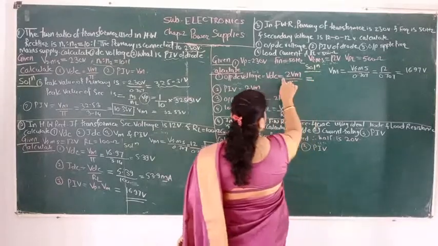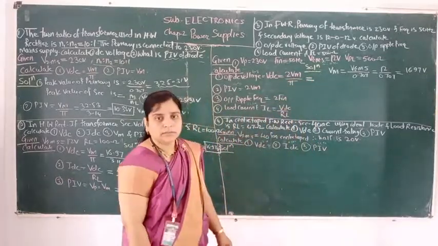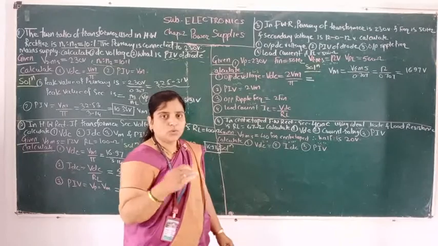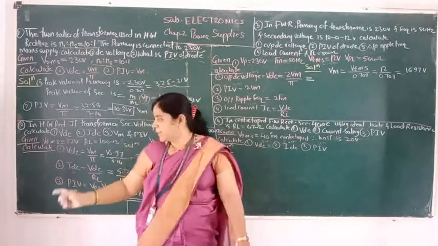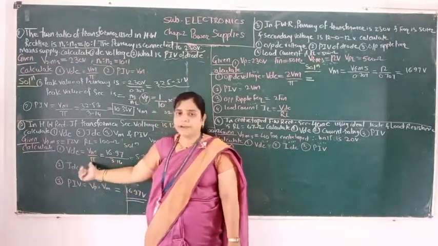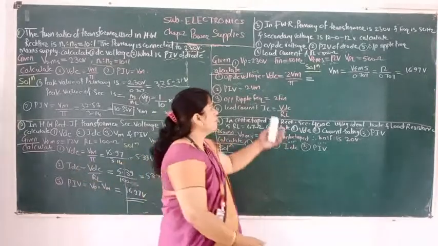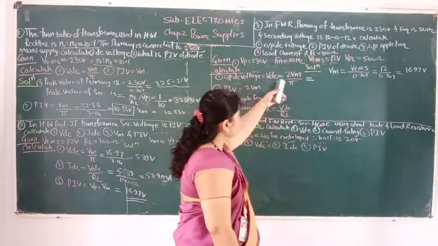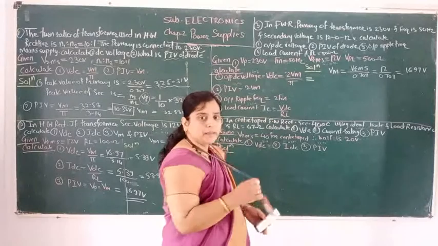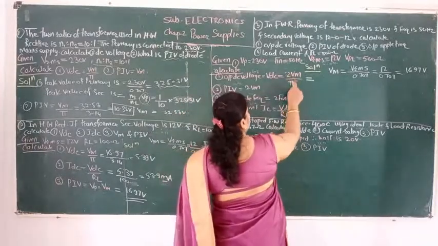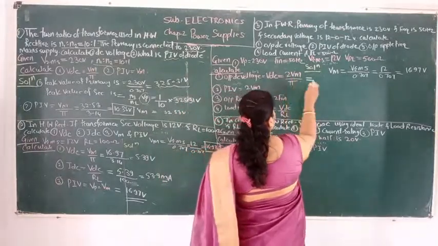So what is the formula for output DC voltage? In a full wave rectifier it is 2 Vm divided by pi. In a half wave rectifier it is only Vm divided by pi. In a full wave rectifier, how much is it? 2 Vm divided by pi. Okay, 2 Vm upon pi.